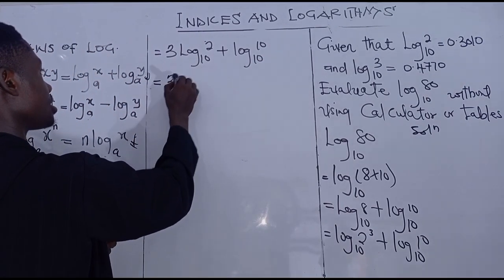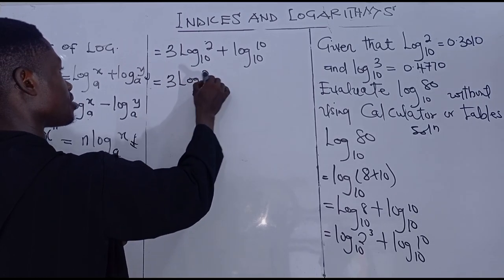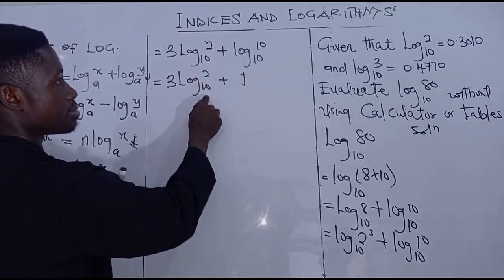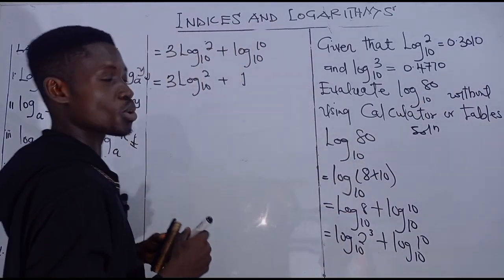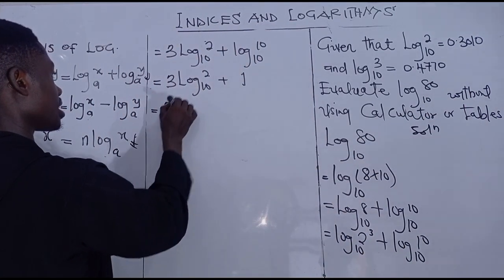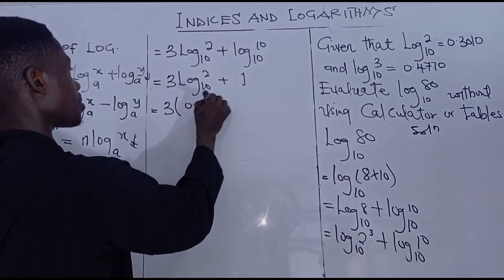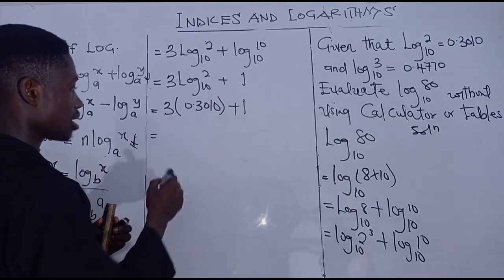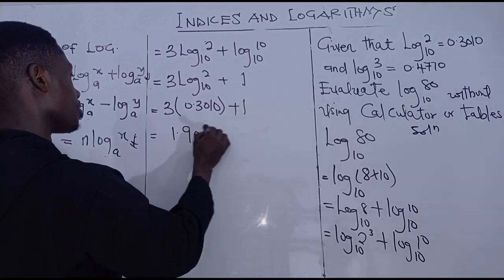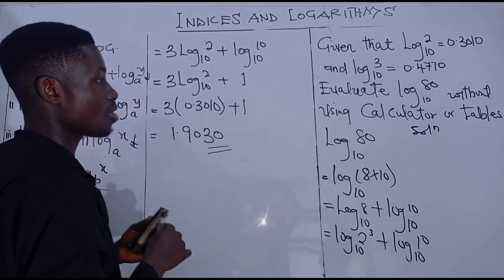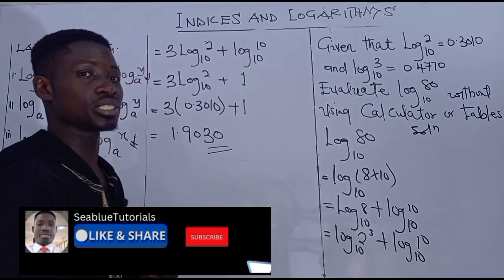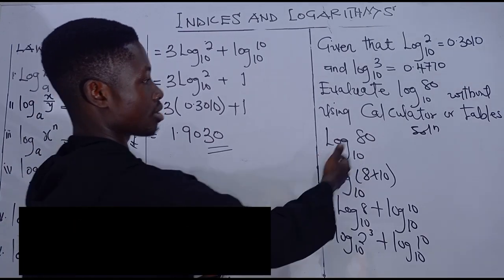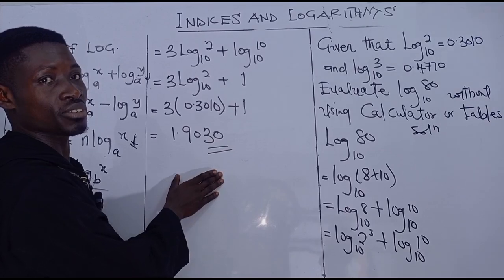So you have 3 log of 2 to the base of 10 plus 1. And we know that the estimated value for log of 2 to the base of 10 is 0.3010. So we are just going to substitute that: 3 multiplying 0.3010 plus 1. Now when you punch it on your calculator, you are going to have 1.9030, and this is the value for log of 80 to the base of 10. Once you have your answer, you can cross-check it with your calculator by punching log of 80 to the base of 10, and you have this verified value.